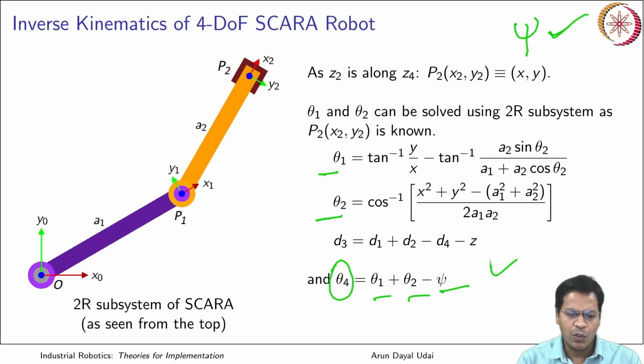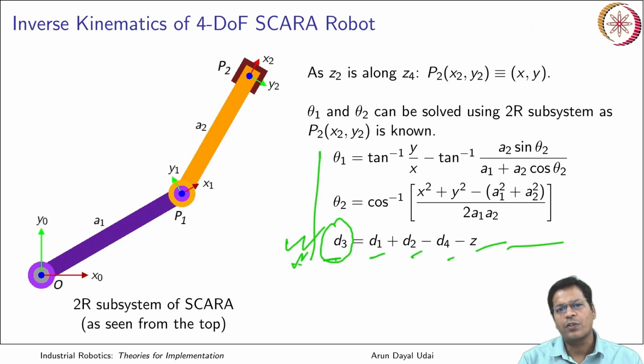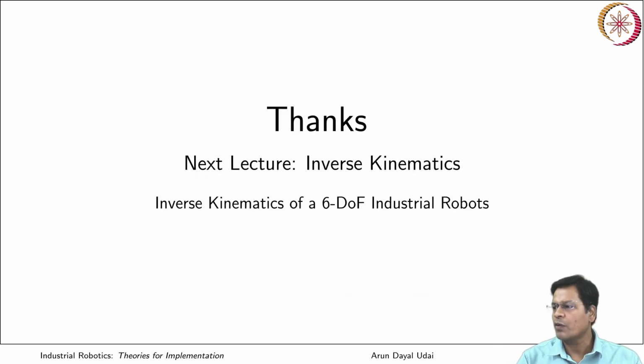Now that you know how to use your 2R subset everywhere, even a 3R subset, you can use it. The one which we did today is a 3R spatial system. That is a subset which is there in most industrial robots. The first 3 links will be arranged like that. Okay. So yes, that's all for today.